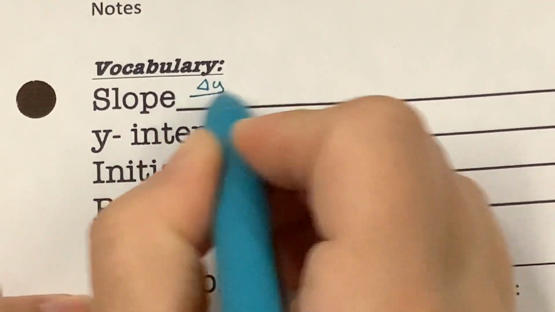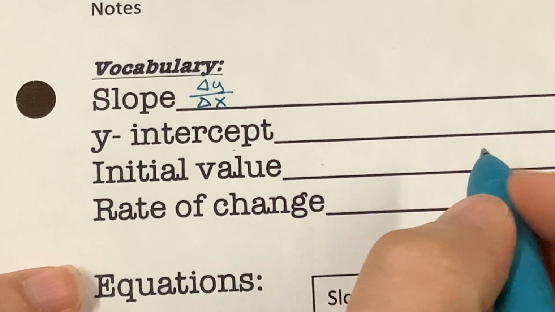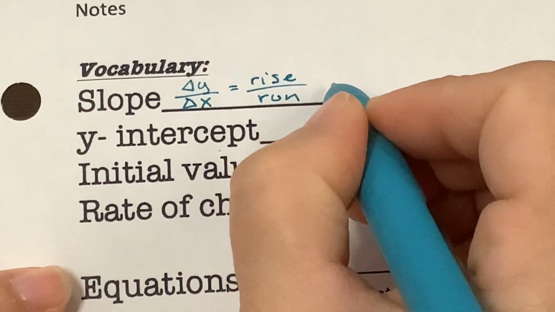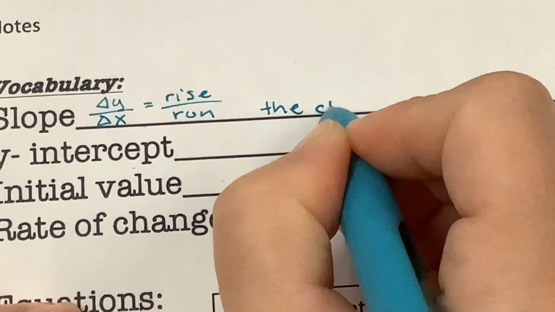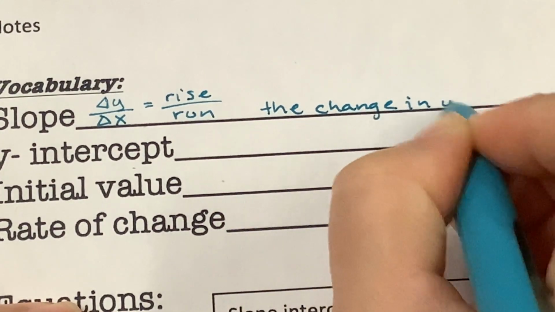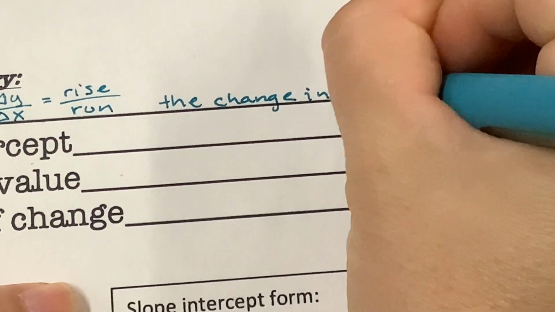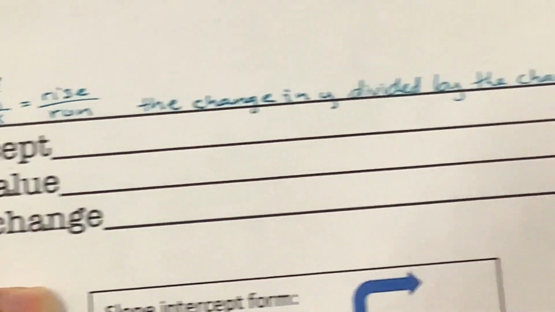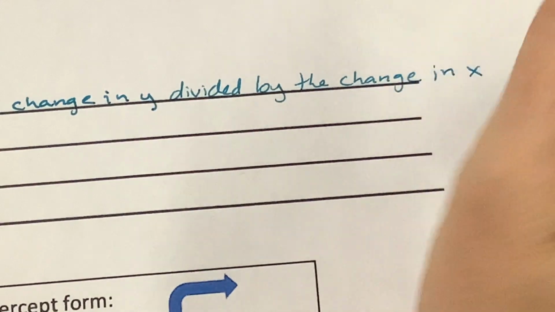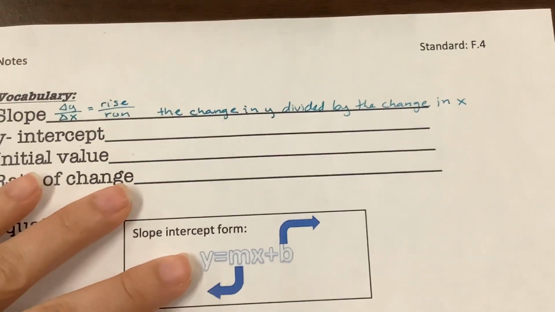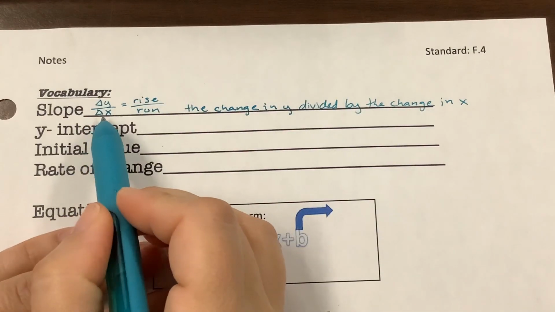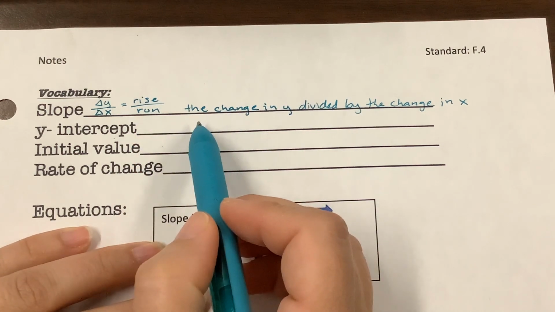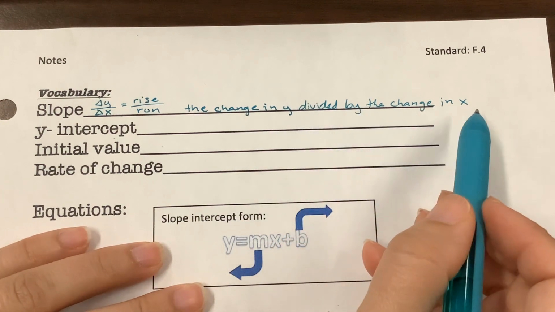So the change in y over the change in x, which was on your last set of notes. It's also known as the rise over run. And we can put that in words. The change in y divided by the change in x. So the change in y over the change in x is this symbol, rise over run, which is what we did on the graph. And in words, it's the change in the y values divided by the change in x values.